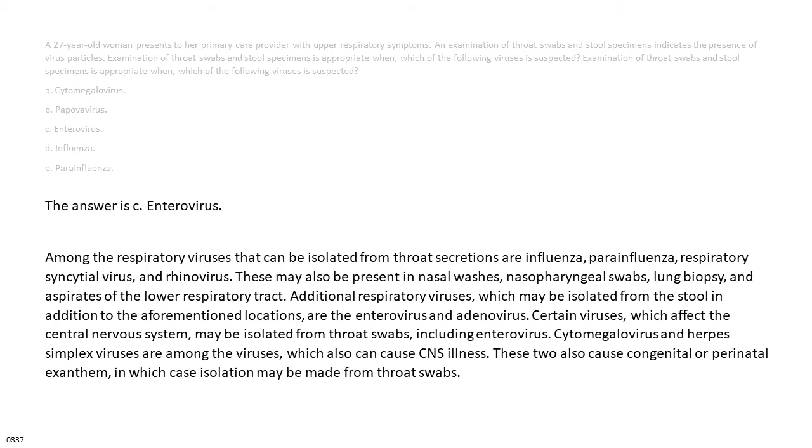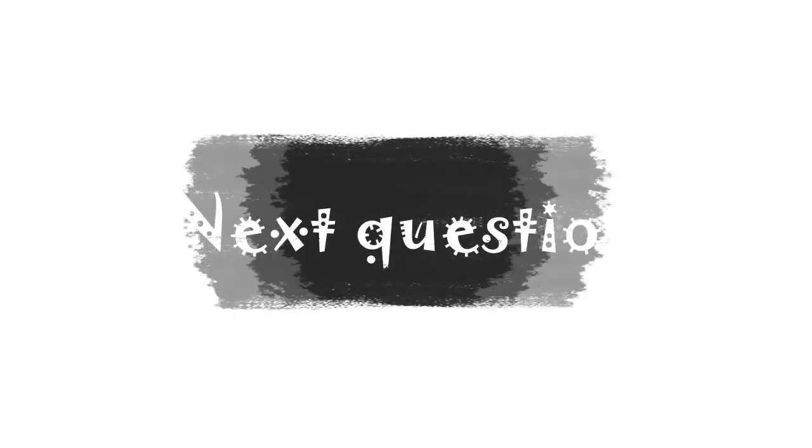Additional respiratory viruses, which may be isolated from the stool in addition to the aforementioned locations, are the enterovirus and adenovirus. Certain viruses, which affect the central nervous system, may be isolated from throat swabs, including enterovirus. Cytomegalovirus and herpes simplex viruses are among the viruses which also can cause CNS illness. These two also cause congenital or perinatal exanthem, in which case isolation may be made from throat swabs.